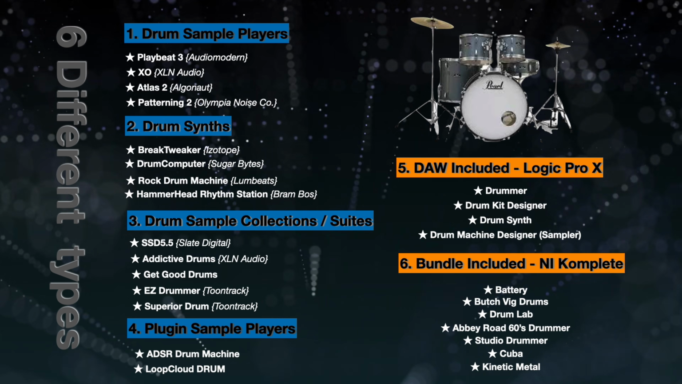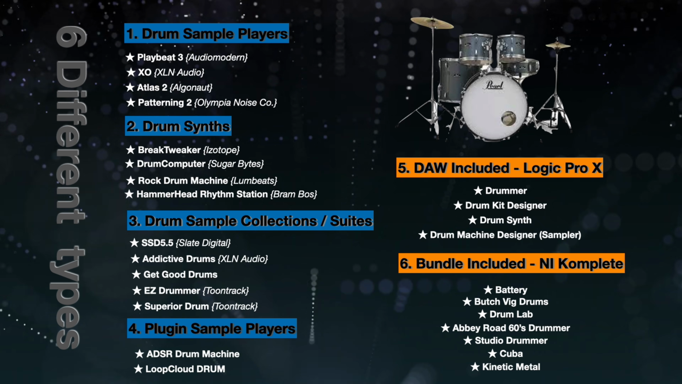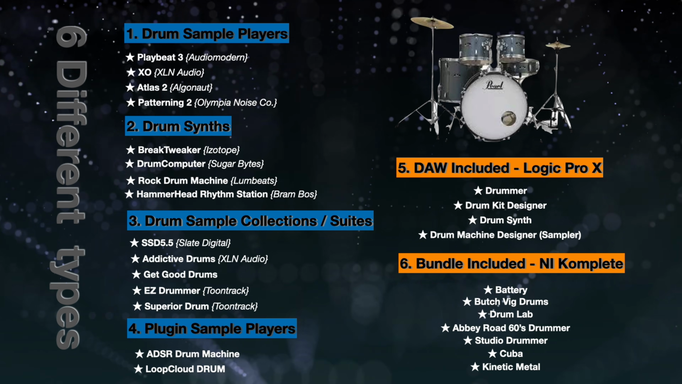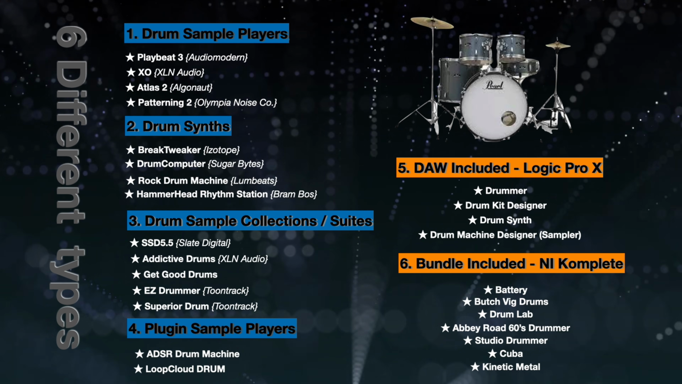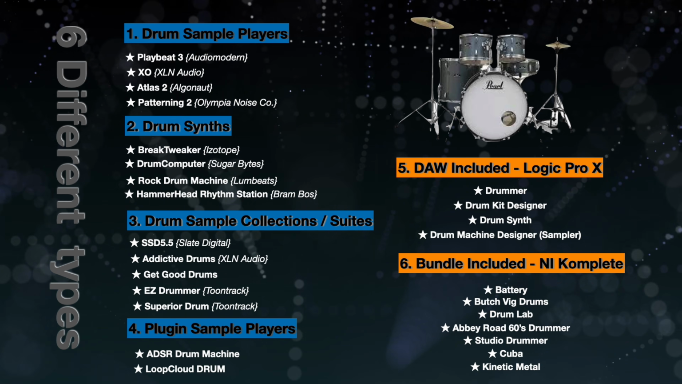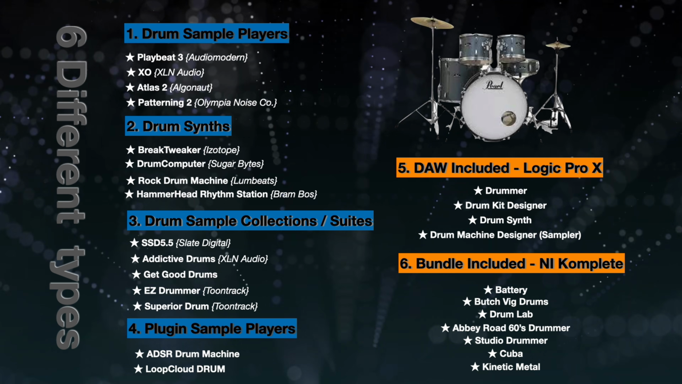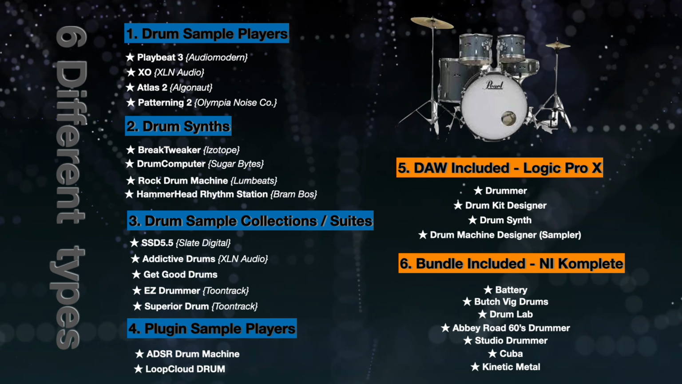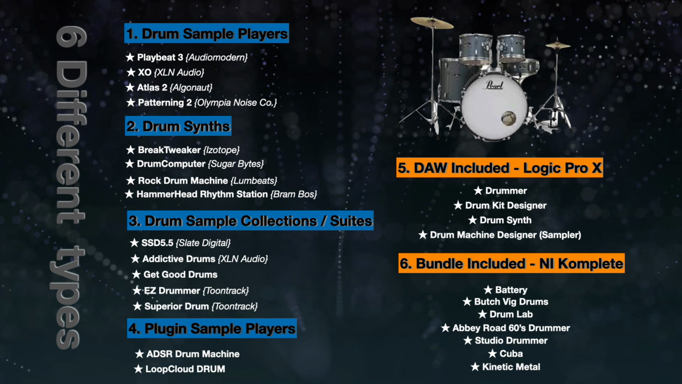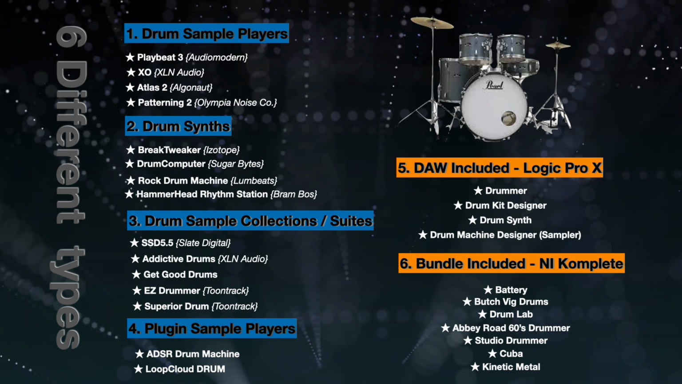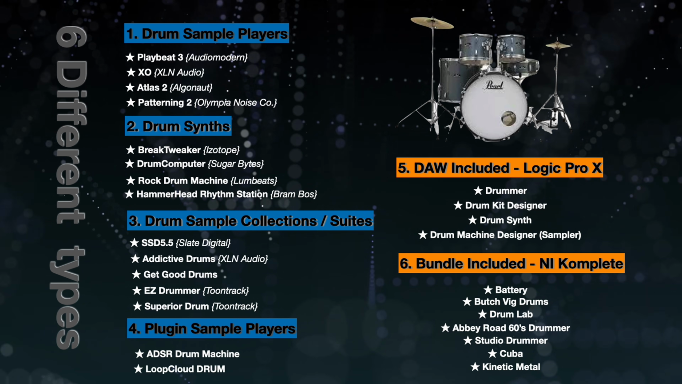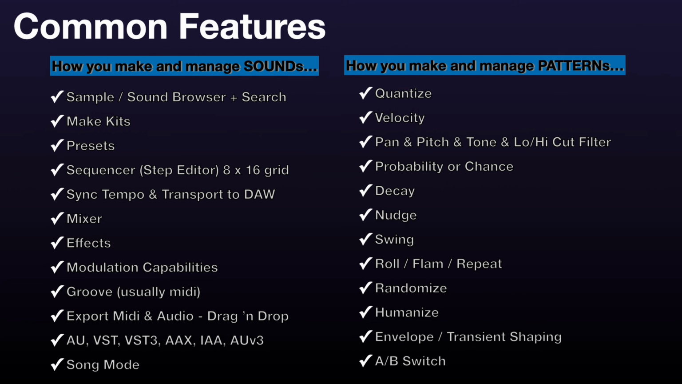We also went over 6 different types of software: sample players, drum synths, drum sample collections and suites, plug-in sample players. We compared that a little bit to what's included in your typical DAW using Logic X as an example. And then I touched on bundled software. What kind of drums come with something like Native Instruments Komplete? We went over some common features at the beginning, and if you've gone through these demos or watched 2 or 3 of them, you have a good sense of what makes these common from one package to the next.